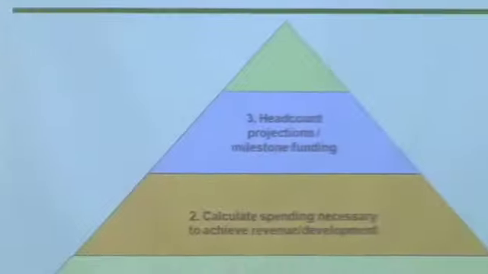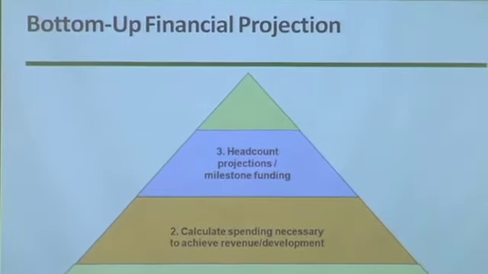So the different pieces of a bottoms-up financial projection, you're going to start with revenue. What are your revenue assumptions? How quickly do you think you're going to have revenue? What are the key revenue drivers? What does that revenue look like? How quickly can you scale the market?